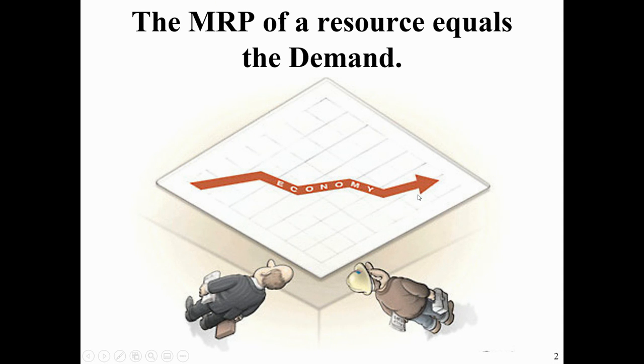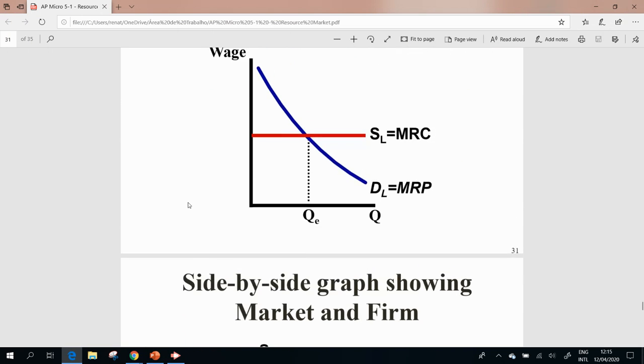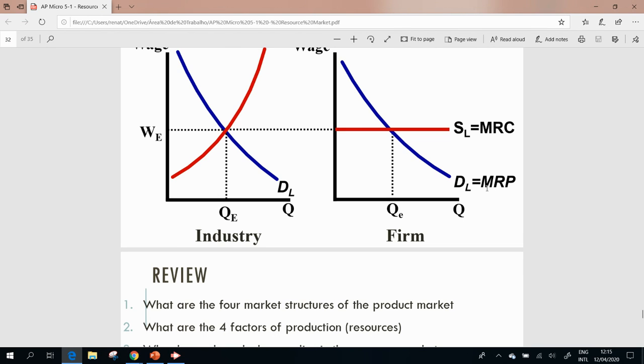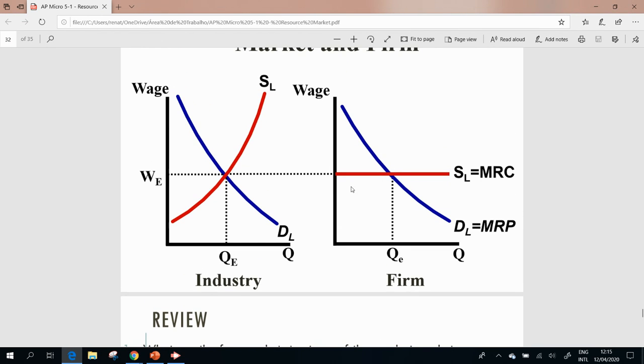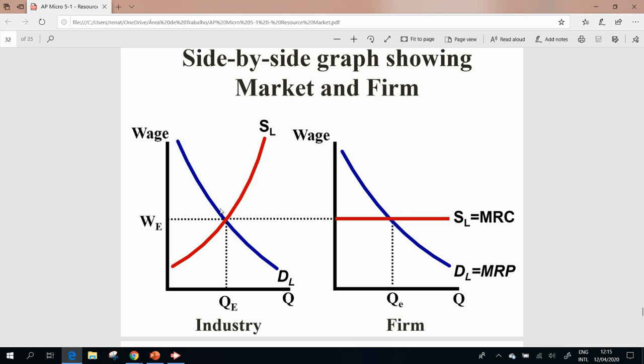First, a reminder: the marginal revenue product of a resource is equal to the demand, as we saw in unit 5.1. Marginal revenue product is equal to our demand for labor. Remember the graphs we had for supply and demand in the industry on the left and in the firm on the right. On the firm, the supply is perfectly elastic, that's why it's horizontal, and in the industry it's the simple demand and supply curve. If they're in a perfectly competitive labor market, they have the same wage equilibrium. Remember that.